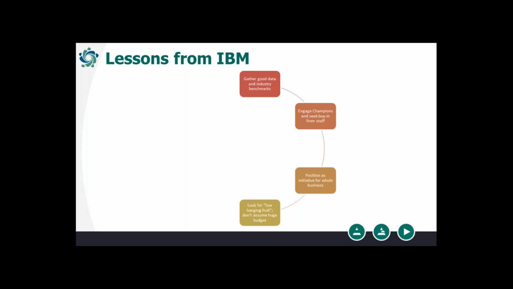The next one, pilot any program before rolling out, as small steps, and build momentum. So the organizations that have taken baby steps and tried something, almost like prototyping, getting feedback and then iterating on it have been very successful, as it has been for IBM.